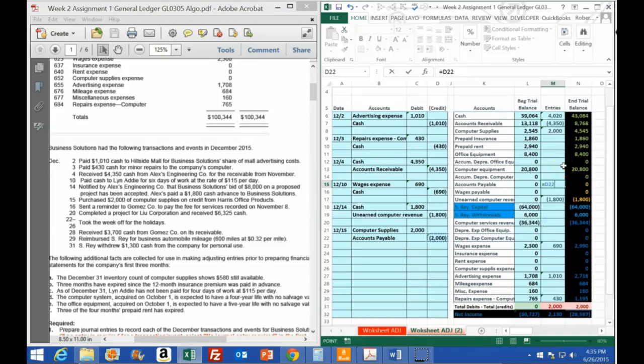And scroll over to the credit. That's a credit. It's going to go up in the credit direction. Put us back in balance. No effect on net income.